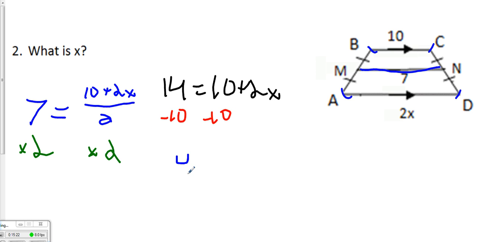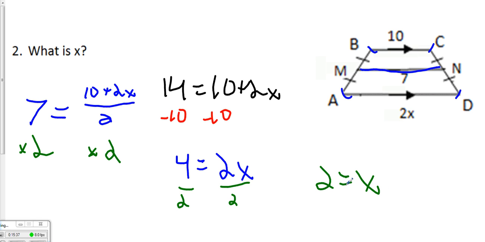That's going to leave us with 4 equals 2x. Last thing we need to do, divide by 2, divide by 2, and we're left with 2 equals x. So we have then solved for x in that case. Remember, this midsegment is always going to be the average, or half, of these two added up. And that should do it for our last video here.